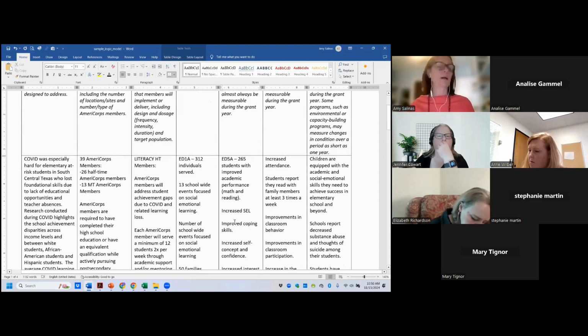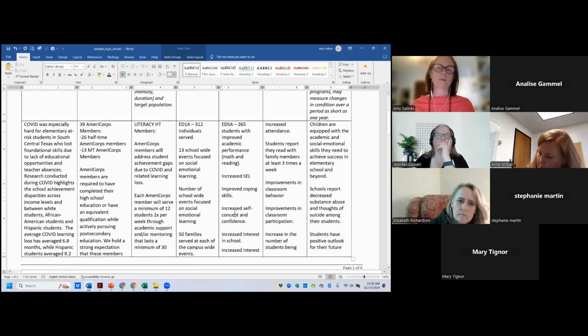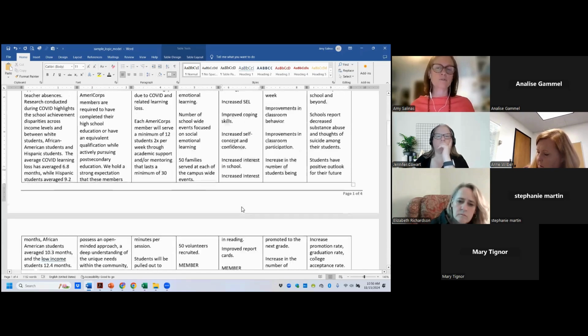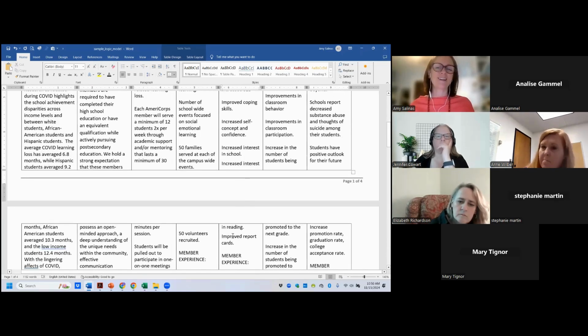And then the rest of my outcomes are just generic statements. I don't have to put a number to them, but I'm trying to paint a picture to the commission and the reviewers of what change I'm hoping to see as a result of my activities. So it might be increased social emotional learning, improved coping skills, increased self-confidence, increased interest in school, increased interest in reading, improved report cards. All of those are examples of knowledge, skills, attitudes, or opinions.